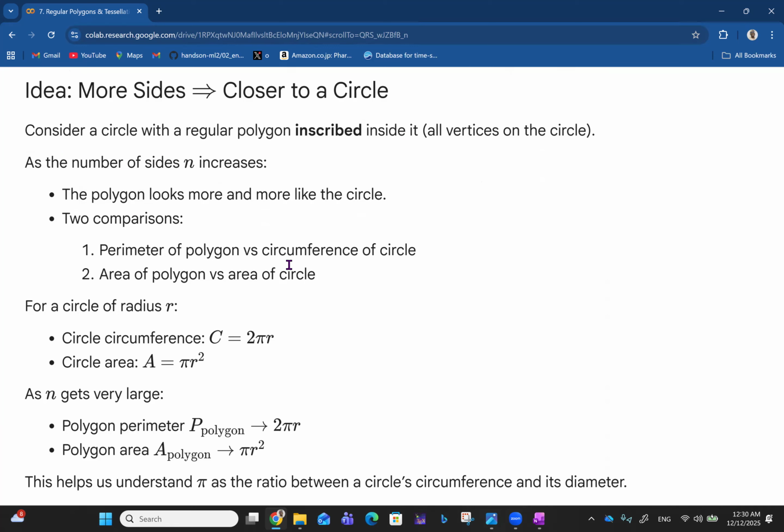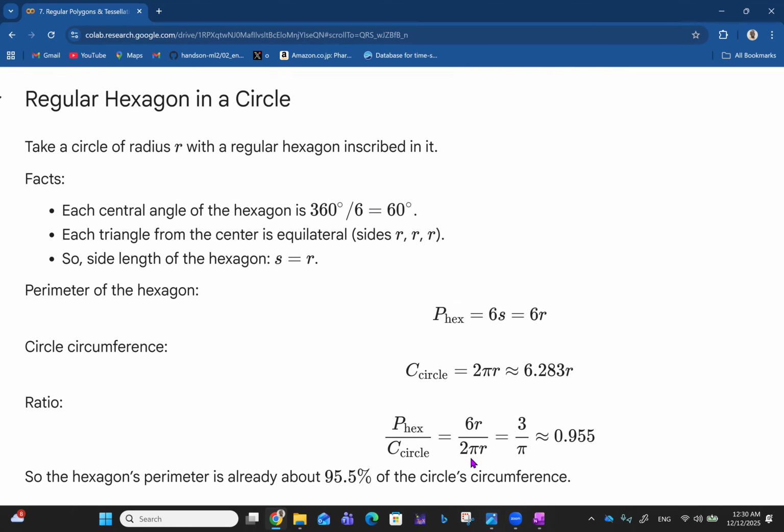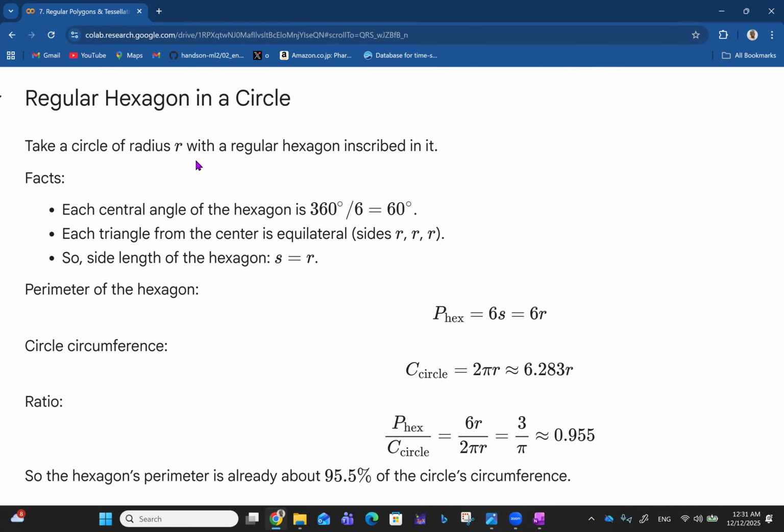To compare the perimeter of the polygon versus the circumference of a circle, you can also compare the area of the polygon with the area of the circle. For a circle of radius r, the circumference is 2 pi r, whereas the area is pi r squared. As n, the number of sides of a polygon, gets larger, the polygon perimeter gets closer and closer to 2 pi r, while the polygon area gets closer and closer to pi r squared. This helps us understand pi as the ratio between a circle's circumference and its diameter. That's something to think about. Okay, so let's see this regular hexagon in a circle.